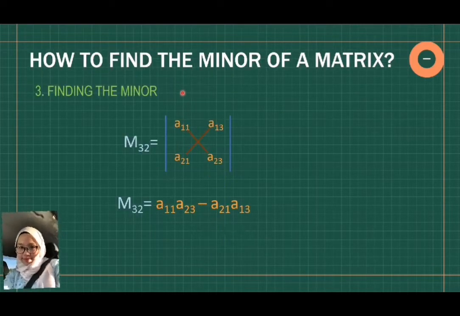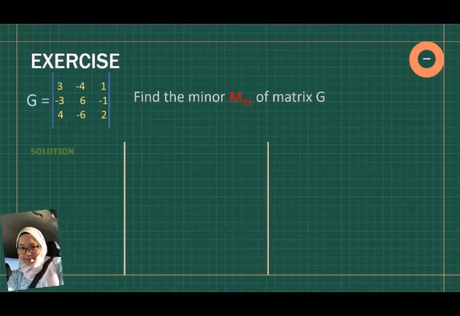Then proceed with finding the minor by doing cross multiplication with the four remaining numbers. Then you subtract the value. Your final answer will be your minor. I have prepared a few examples that might help you to understand minor better.